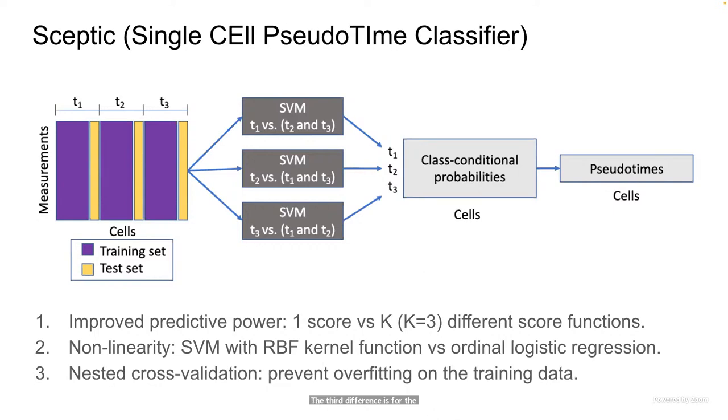The third difference is that Supertime shows its training performance on the whole data set, whereas we propose to do nested cross-validation to provide more robust results and prevent overfitting on the training data set.